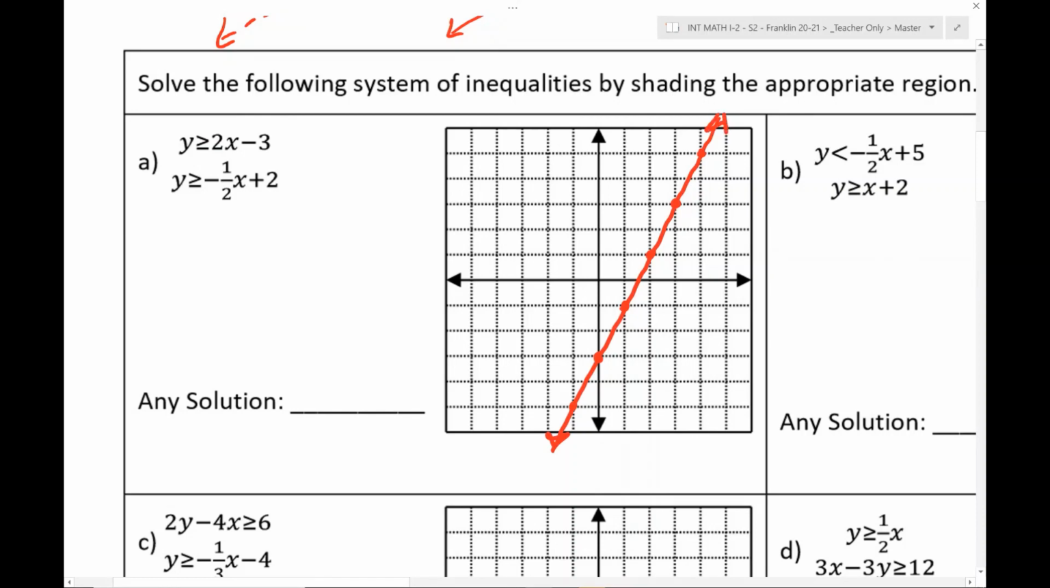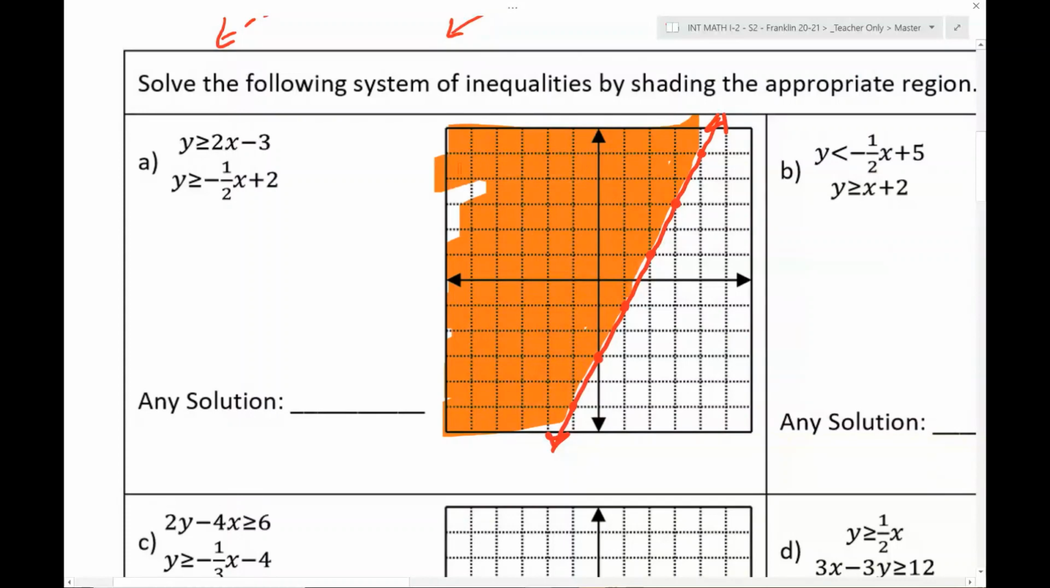Okay. Now, this symbol says greater than. So we would shade up above this red line. So just to kind of illustrate that, I'm going to highlight this area. So I guess the highlighter here is orange, but you get the idea.